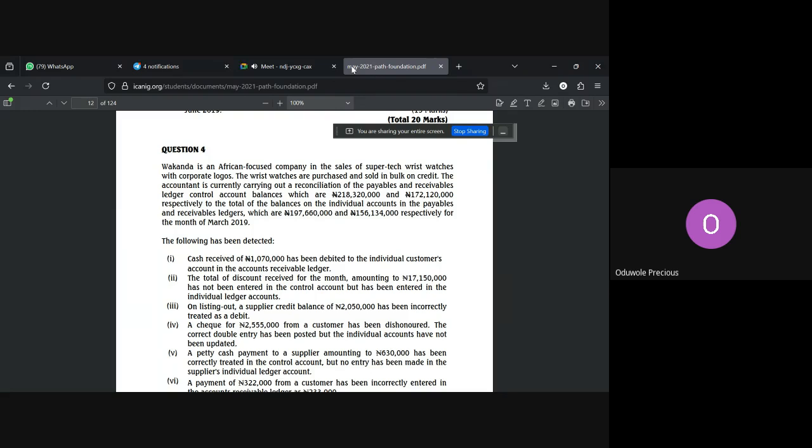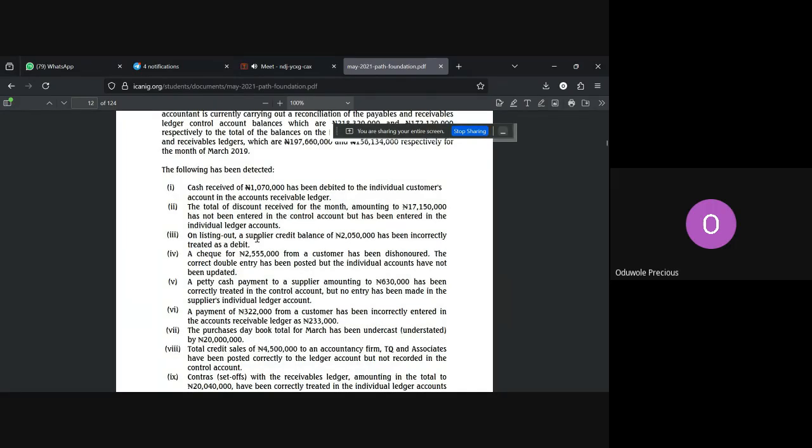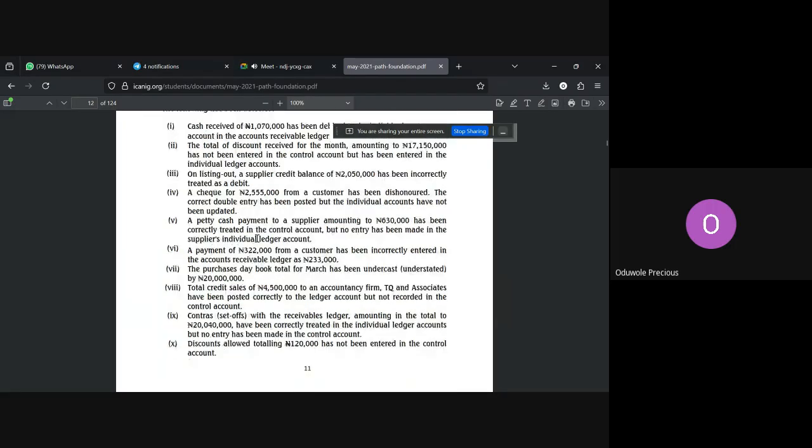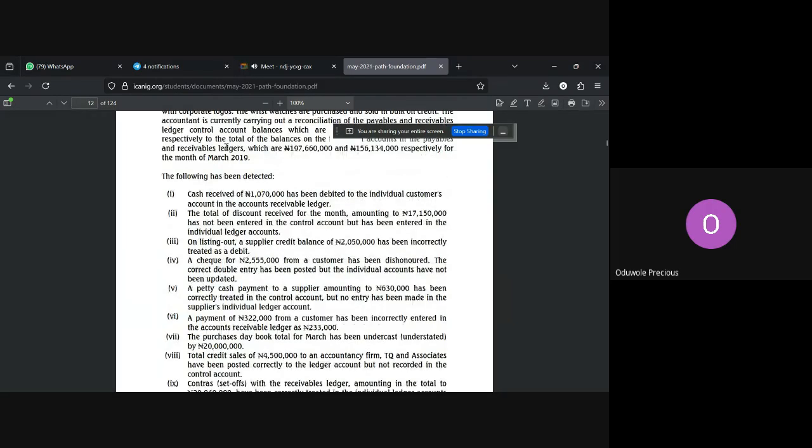So that means for receivables, this is what is in the control account, this is what is in the ledger account. For payables, this was in the control account, this was in the ledger account. So let's continue. The following has been detected. Cash received of 1,070,000 has been debited to individual customer accounts in the accounts receivable ledger.